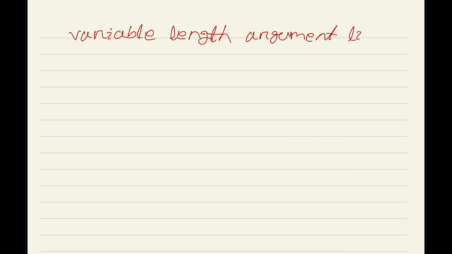So now we want to discuss another concept, that is variable length argument list. That means in Java you can pass a variable number of arguments of the same type to a method. That means if we have a method, assume the name of the method is my method.